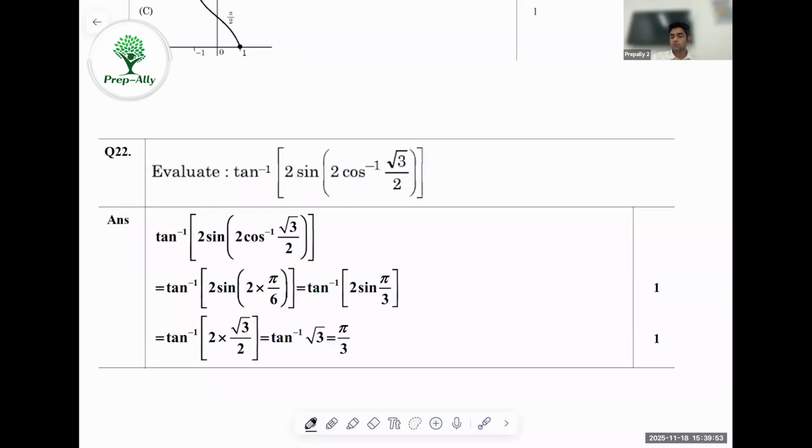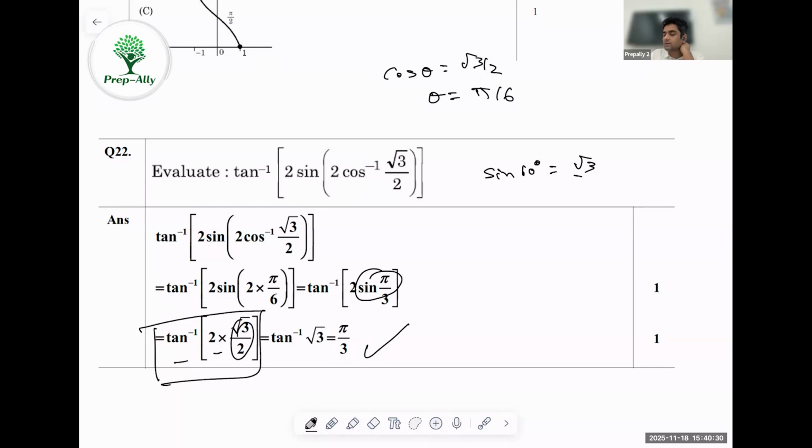So we know that if cos theta is root 3/2, then theta will be pi/6. So we're just putting the value over here. I have to multiply this with 2, then 2 sine of this. As long as you write this step, you get your 1 mark. Now we can further simplify; it will be tan inverse 2 sine pi/3. Now after that, again we put the value of sine pi/3, that means sine 60 degrees, which we know is root 3/2. So when you put the value, you get 2 times root 3/2. Even if you reach this stage, you might get 1.5 marks.